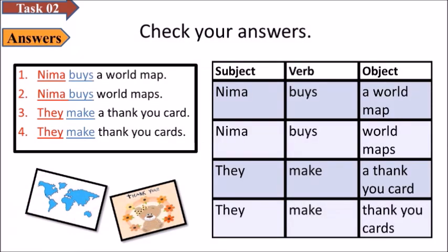Have you finished? Check your answers with this chart. Number 1. Nima buys a world map. What is the subject? It is Nima. Verb, buys. Object, a world map. Number 2. Nima buys world maps. Nima is the subject. Buys is the verb. World maps is the object.